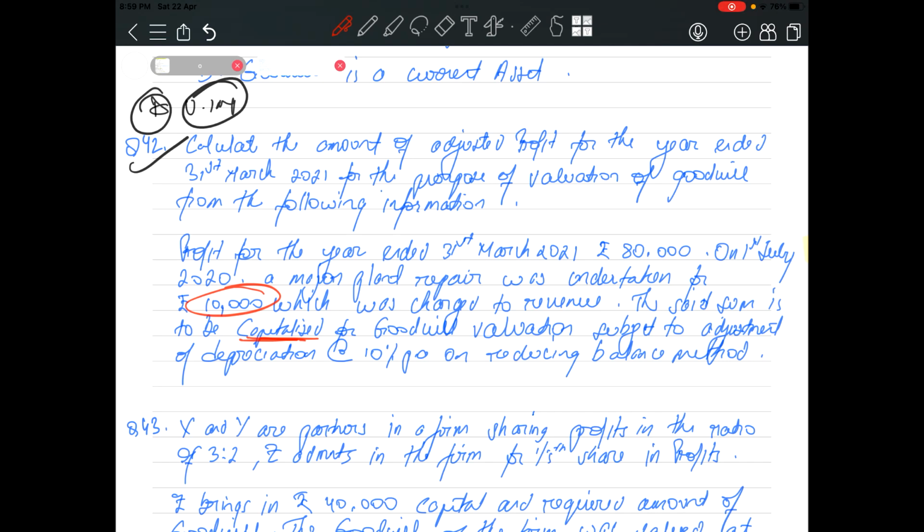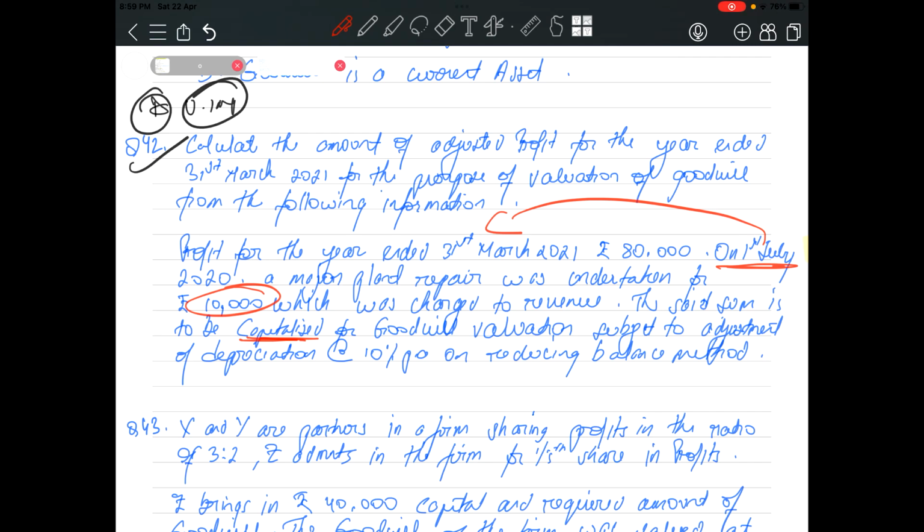We have incurred money for this, no? We have paid 10,000 for repair. So we will take this 10,000 to our machinery account. The value of the machinery will increase by 10,000 on 1st July. So if the value of machinery is increased, we'll have to calculate depreciation for this period, 1st July to 31st March.